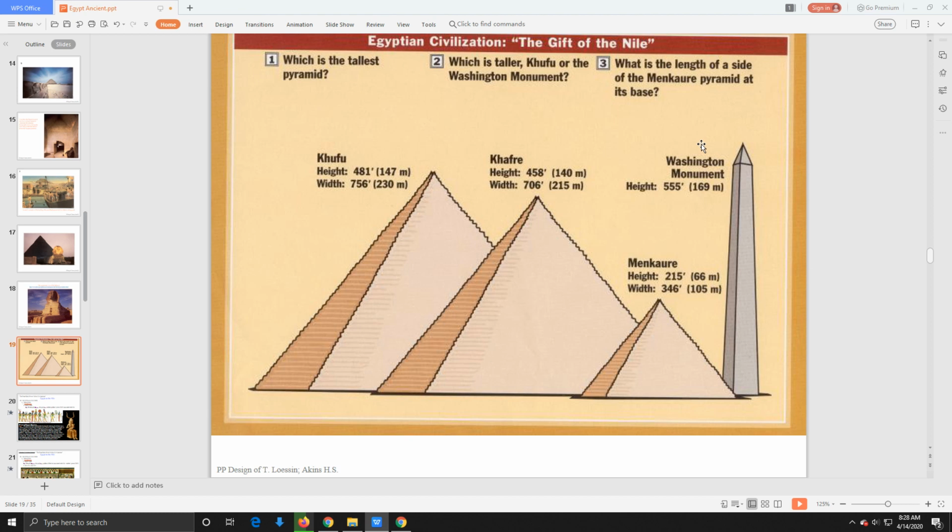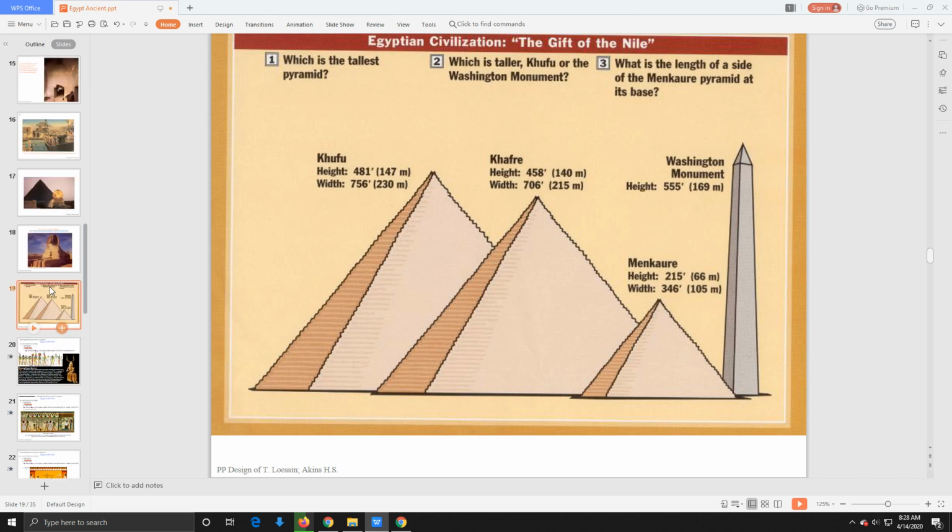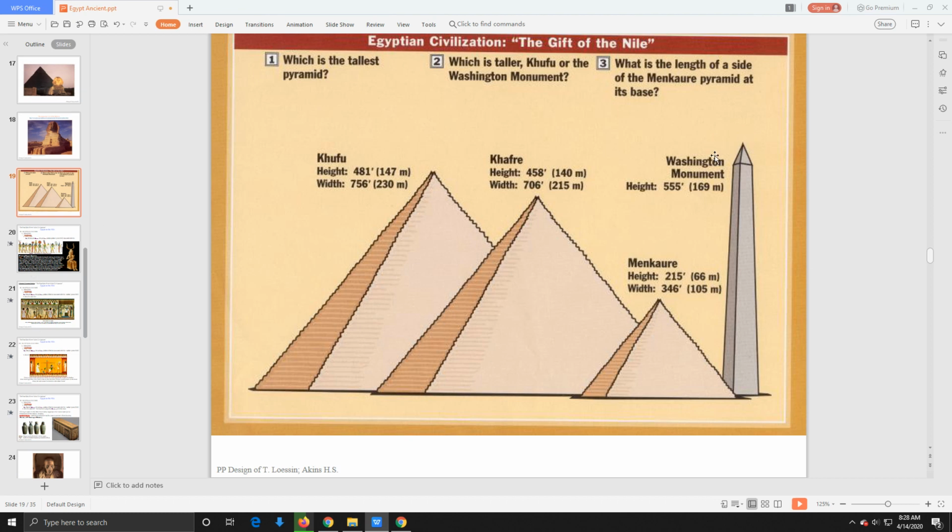And the pyramids were pretty tall. They were pretty much the tallest man made structures on the planet for quite a while, until the construction of the Washington Monument. So it took quite a long time, thousands of years, before humanity built something taller than the pyramids. And the Washington Monument is finished, I think, right after World War II. Or not World War II, sorry. The Washington Monument is finished right after the Civil War.